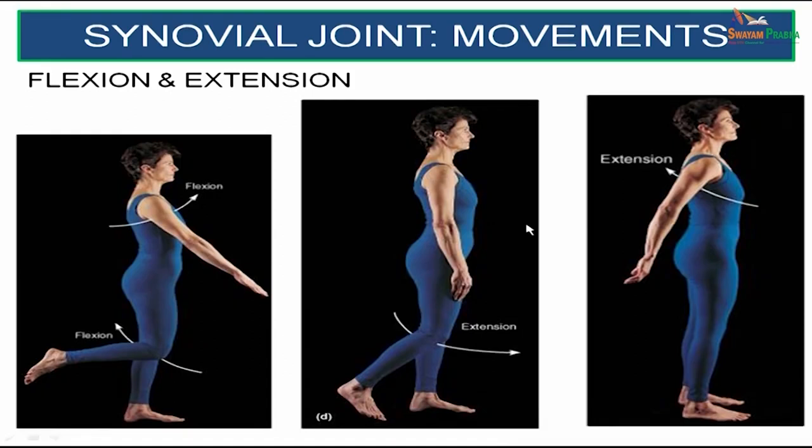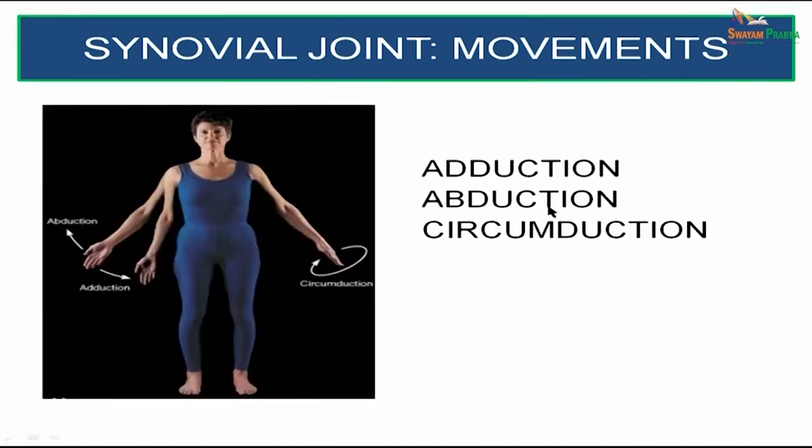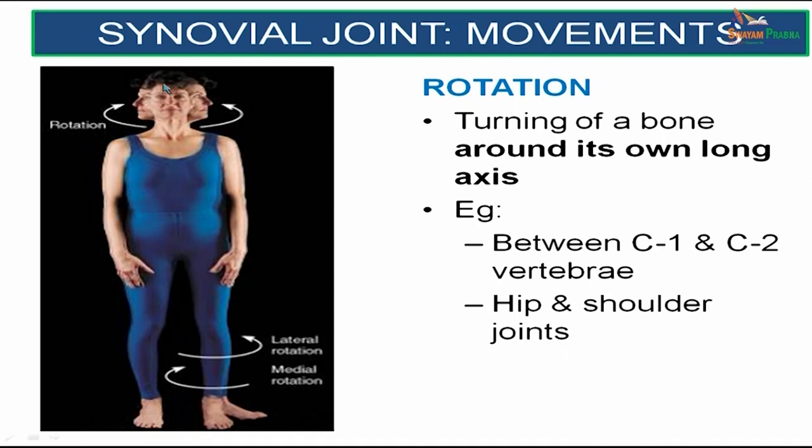Then we have extension. Then we have flexion of the upper limb. We have flexion of the lower limb. We have extension of the lower limb and extension of the upper limb. We have abduction, that means we move the arm away from the body, or we have adduction, we move the arm towards the body. And a combination of them is called circumduction, which is a circular movement. We have the movement rotation, in which there is rotation of the bone along its long axis between C1, C2, or we may have rotation in the hip joint or the shoulder joint.